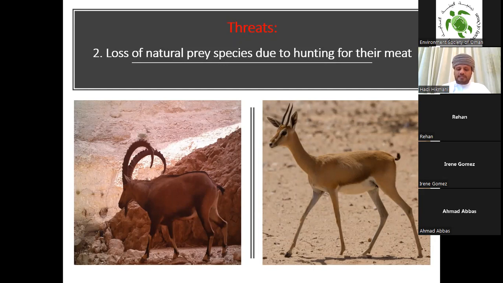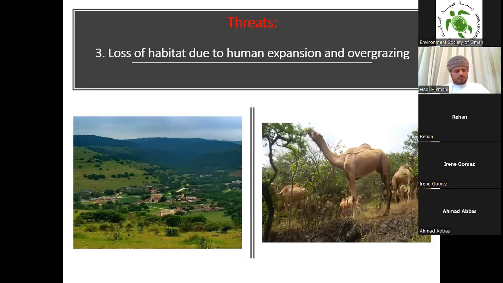Loss of habitat. Most of the Arabian leopard habitat in the region has either been transformed into human settlements or damaged and cleared by overgrazing, especially by livestock. This is already causing the small population of the Arabian leopard to be further fragmented and isolated.